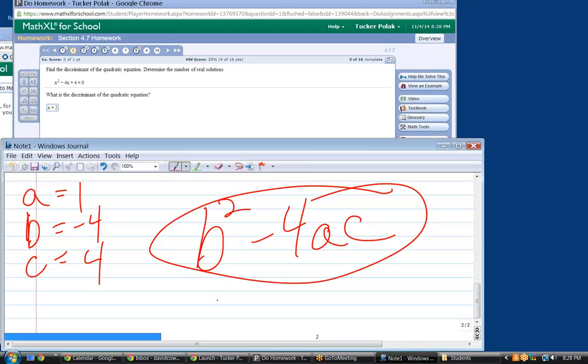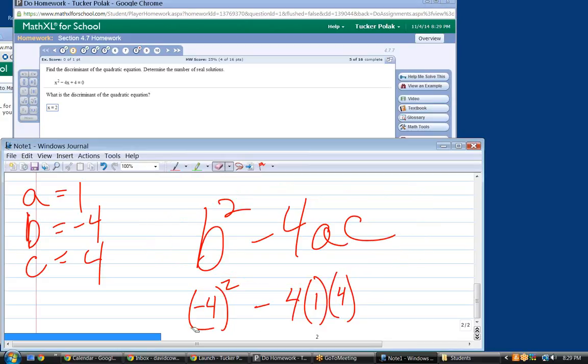Hold on. Is the best way to do this just to write it out and just solve it that way? I think the best way to do it is to actually do this. In other words, plug it in parentheses, all your values. A is 1, C is 4, like this. Now all you have to do is convert this to a number.